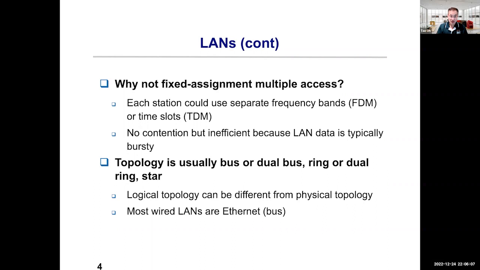So it's not contention based, it becomes very inefficient, because the local area network data is typically bursty, and it's not really good to assign a time slot or frequency band for it. The topology is usually a bus or dual bus or ring or dual ring or star. And the logical topology can be different from the physical topology.